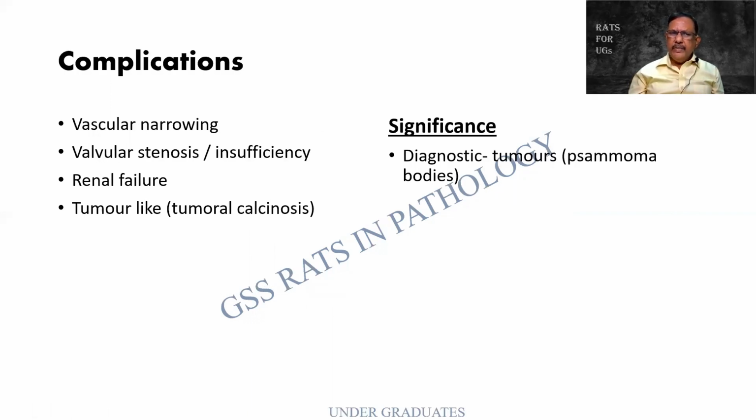The complications of calcification, or rather metastatic calcification, can be vascular narrowing, as in the case of an atheroma. Valvular stenosis, I have shown you. There can be a renal failure. Tumoral calcinosis can be a surgical misdiagnosis. So these can be some of the importance which you people can mention. And the significance are Psammoma bodies. They are supposed to be indicative of tumors, which I had mentioned earlier. Meningioma, the papillary carcinoma of the thyroid, and then the serous carcinoma of the ovary.